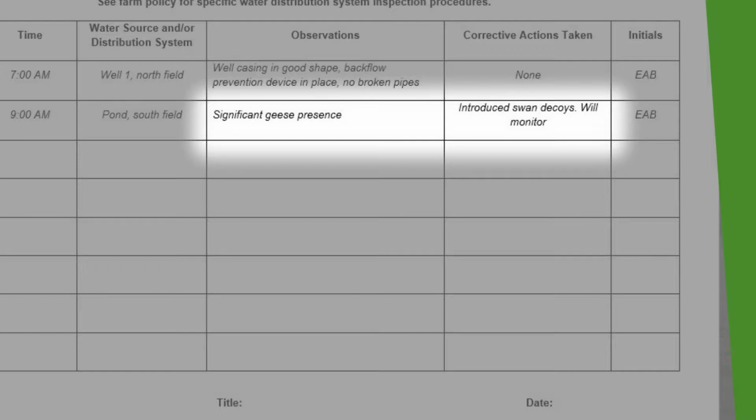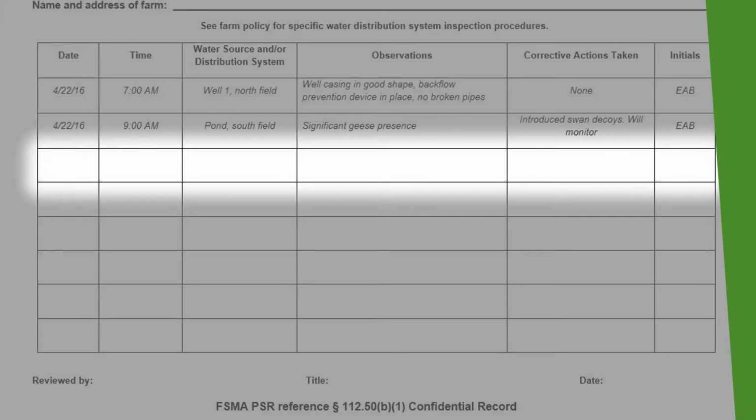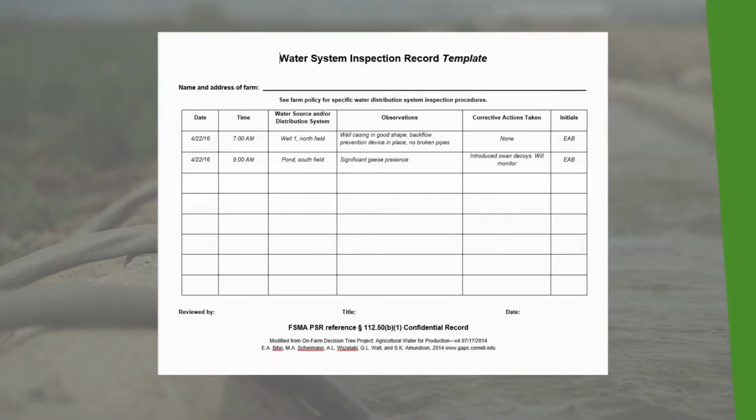The corrective action was to introduce swan decoys and monitor. So maybe in a week or two, revisit this observation to see if the swan decoys worked. If they worked, include this on the next line with the date, time, source, etc. If the decoys didn't work, you may want to try a different corrective action.